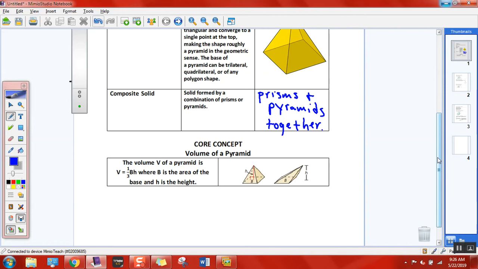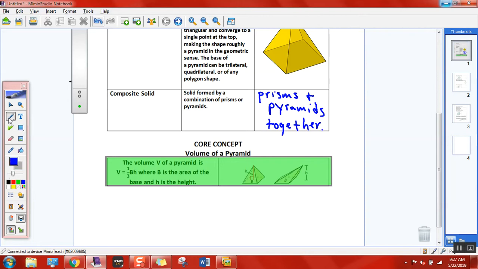All right, so Sonny, it looks like you looked ahead at the core concept. What does the core concept say? Volume of a pyramid is V equals 1/3 times base times height, where B is the area of the base and H is height. In most cases for pyramids, B is going to be the area of the bottom, okay? The height, guys, is a vertical height. Typically, it's an inside height. It's not a slant height, but it has to be a vertical height.